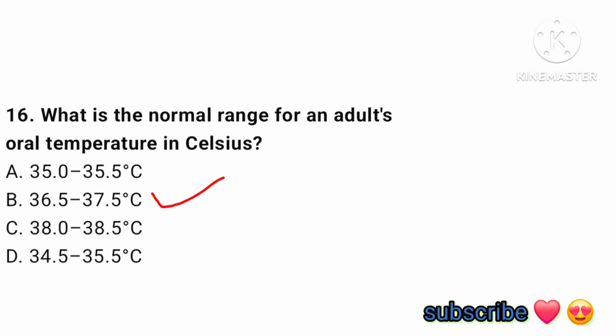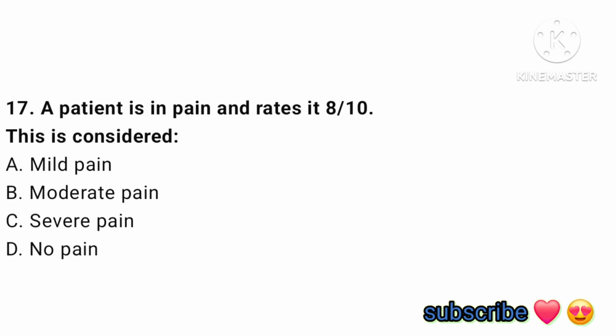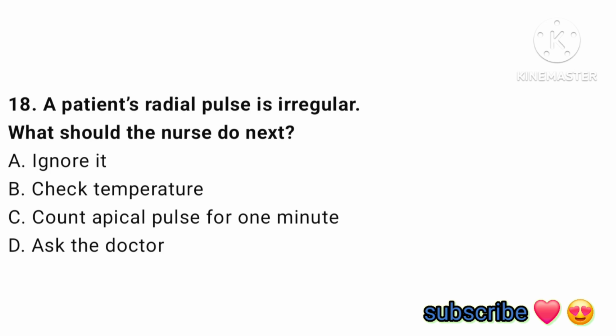Correct option is B. A patient is in pain and read at 8 by 10. This is considered. Correct option is C. A patient radial pulse is irregular. What should the nurse do next?